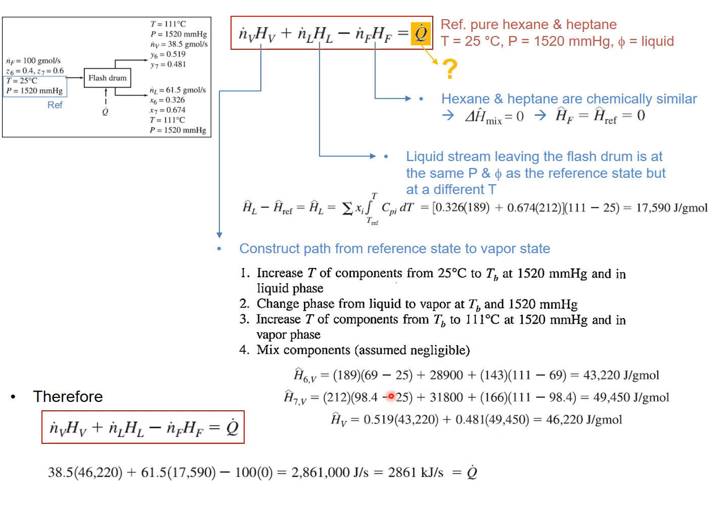Then let me put it there in the very first equation on this slide. So vapor plus liquid minus feed is going to be the heat. So finally you could calculate the heat. Heat has a plus sign. It means we should heat the flash drum for separation.